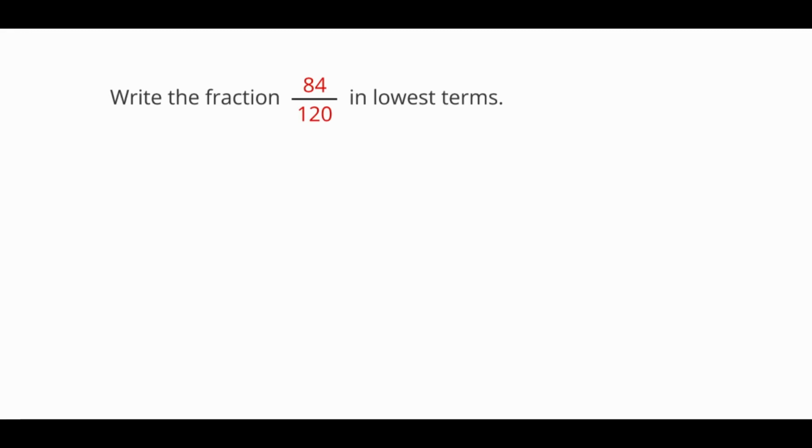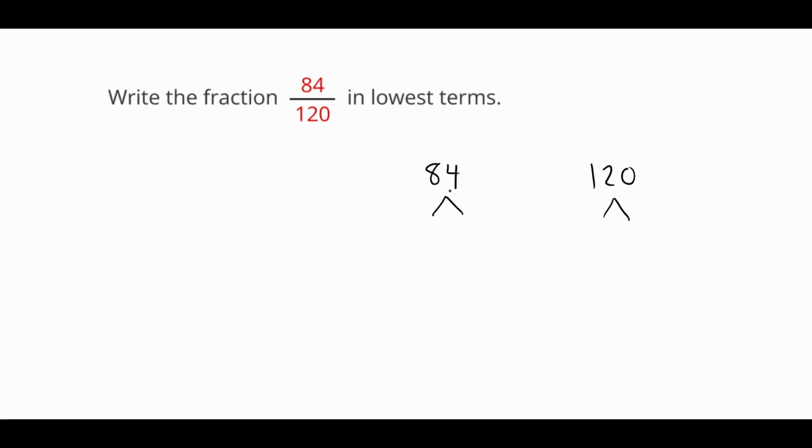In this video, I'm going to demonstrate reducing a fraction by identifying the greatest common factor that both the upper number and the lower number share. To do this, I'm going to start with a factor tree of both the numbers involved. I'm going to break the numbers 84 and 120 up into any two factors that multiply to make the original numbers.